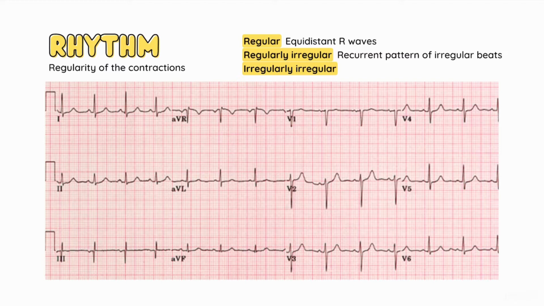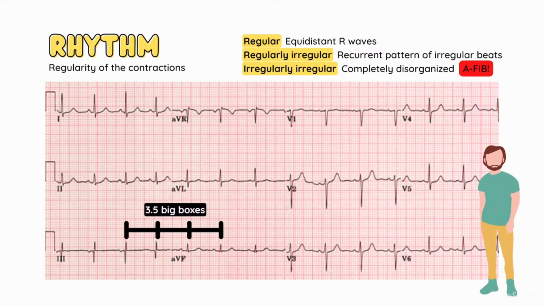For example, a person has 2 beats, followed by a long pause, then another 2 beats, then a long pause, and so on and so forth. An irregularly irregular rhythm describes a completely disorganized pattern of heartbeats. An irregularly irregular rhythm is pathognomonic for atrial fibrillation.